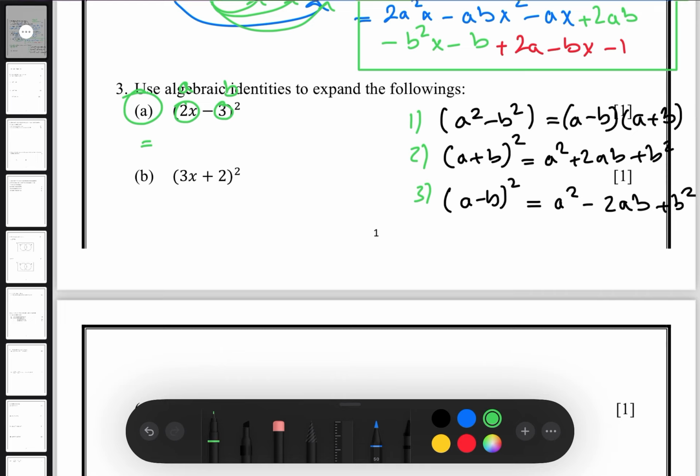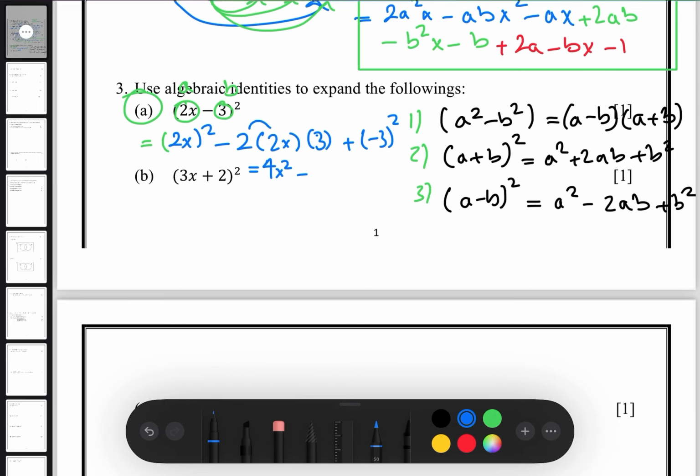So we can say that a squared is going to be 2x squared, let me just write that down, 2x squared minus 2 times a, which is 2 times 2x, times b, which is times 3, plus b squared, which is plus negative 3 squared. So we're going to get 4x squared minus 2 times 2 is 4, 4 times 3 is 12. So 12x plus 9, because negative 3 is in the brackets. Now for b, it's going to be the second rule.